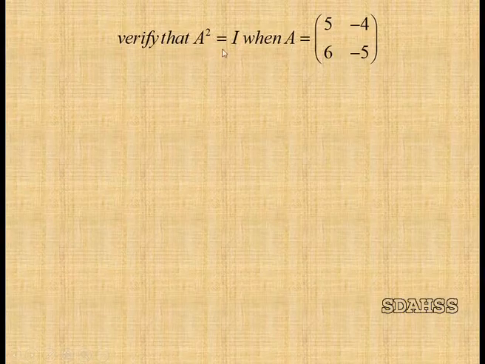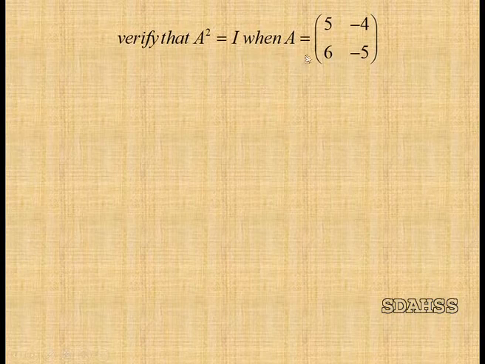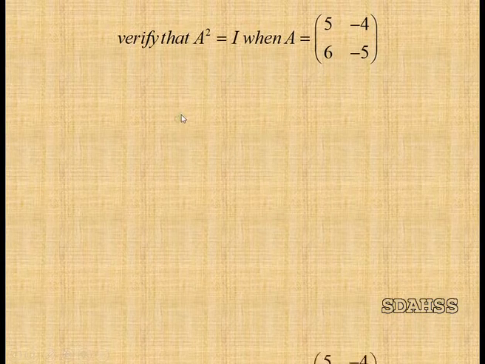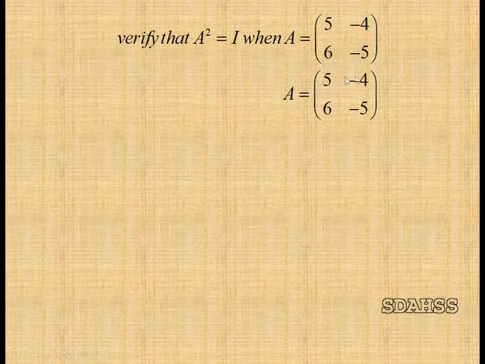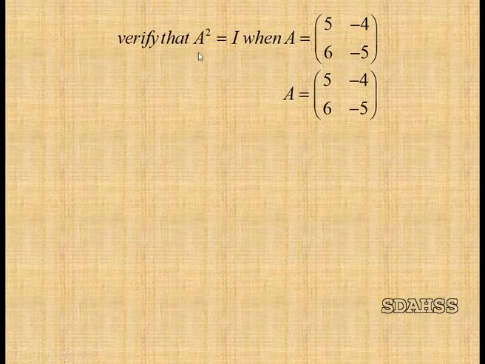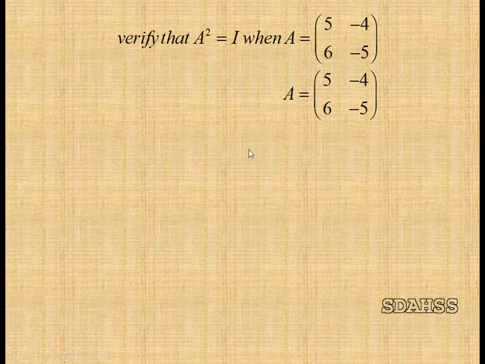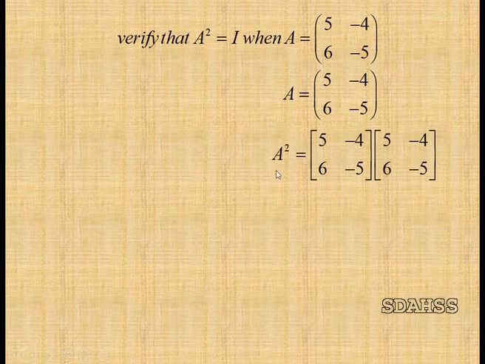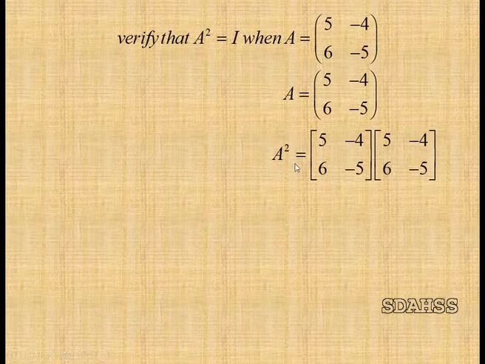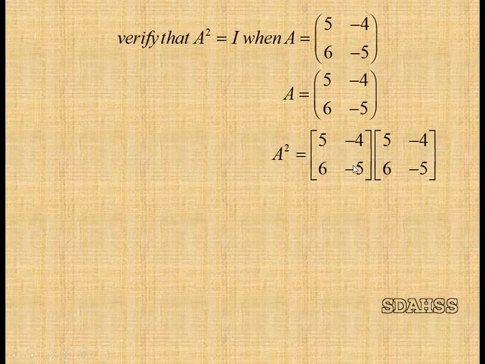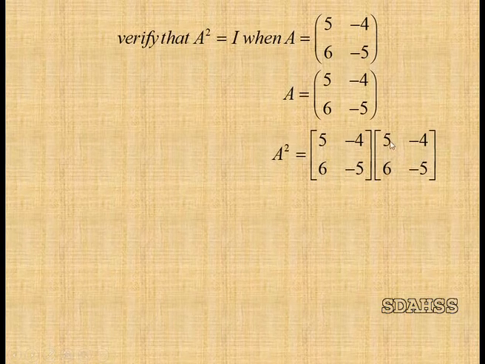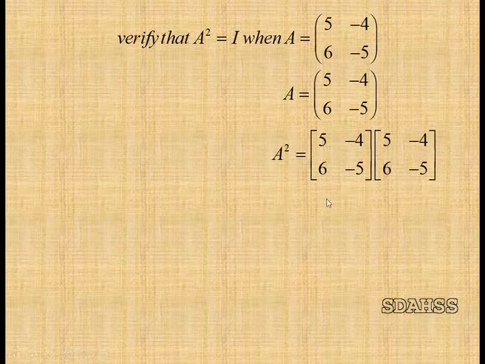Verify that A² is equal to I when A is equal to the matrix 5 -4, 6 -5. We want to verify that A² is equal to I. For that, first you have to find A². A² means A into A, which is equal to the matrix 5 -4, 6 -5 into the matrix 5 -4, 6 -5.